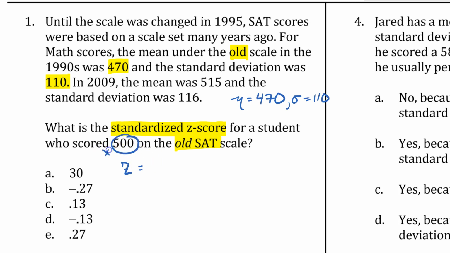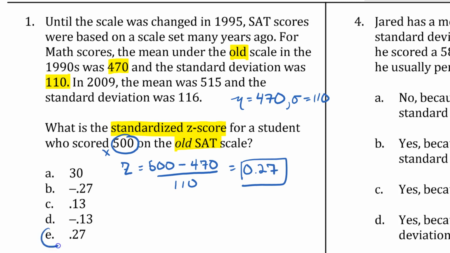So if we want to find the z-score for this, all we have to do is take our score, which is the 500, subtract the mean, and divide by the standard deviation. And if we just type this into our calculator, we end up with 0.2727, or if we round to 2 decimal places, 0.27. So there we go. All this is saying is that we scored 0.27 standard deviations above the mean.